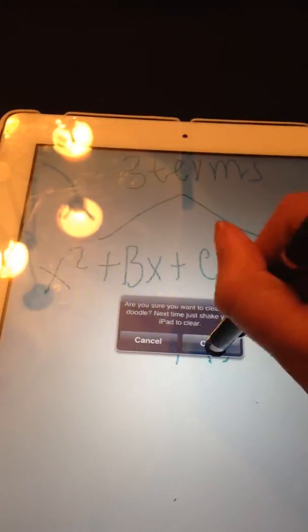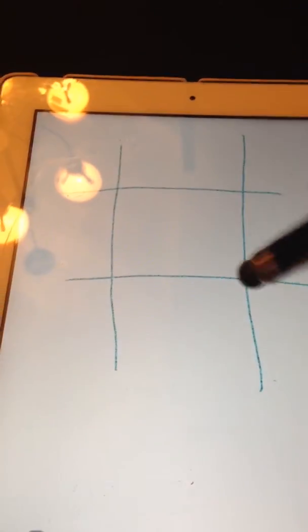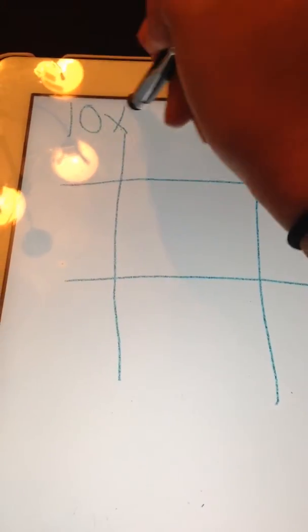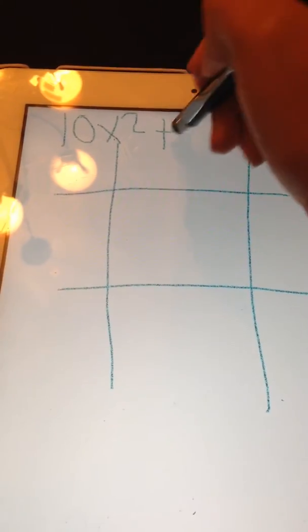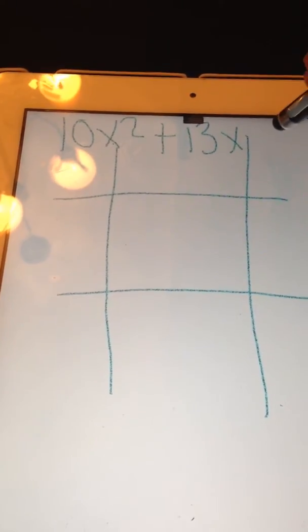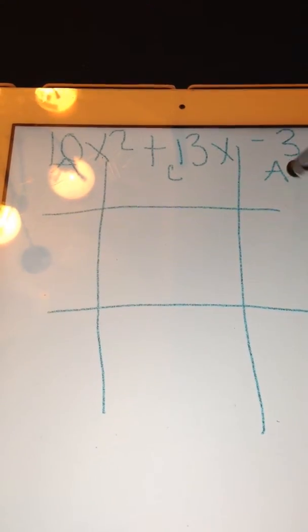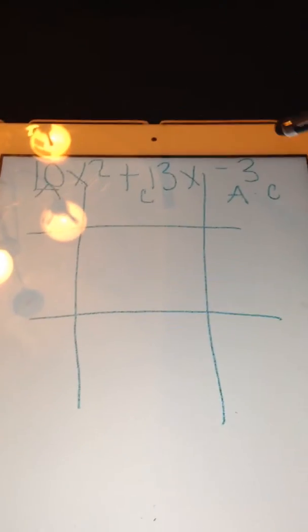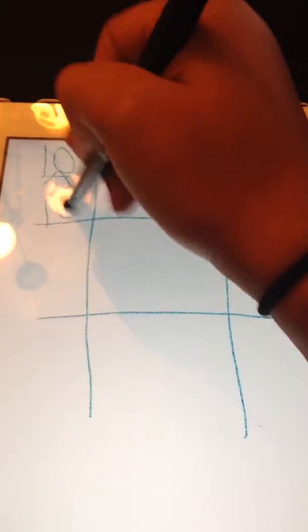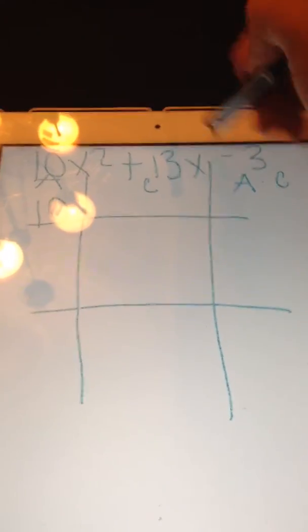So we're going to delete that, and we're going to start off with an example with tic-tac-toe. We're going to use the example of 10x squared plus 13x minus 3. And this column equals A, C, and this one equals A times C, just like that. So our A is going to be 10. We're going to leave off the x squared and this x also.